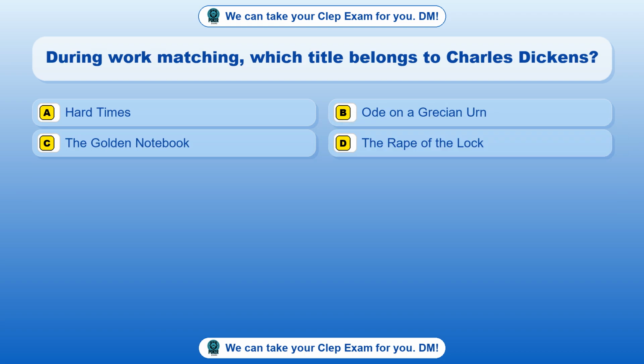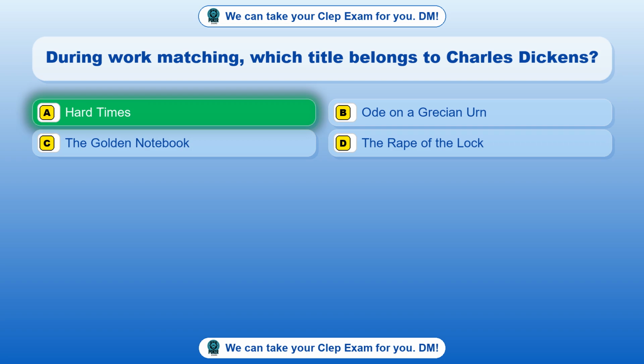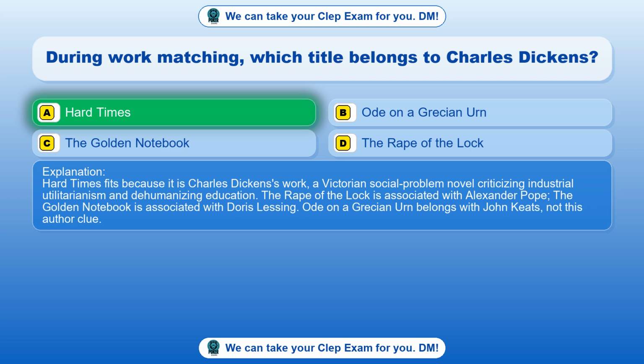Question 34. During work matching, which title belongs to Charles Dickens? Option A, Hard Times. Option B, Ode on a Grecian Urn. Option C, The Golden Notebook. Option D, The Rape of the Lock. The correct answer is option A, Hard Times. Hard Times fits because it is Charles Dickens's work, a Victorian social problem novel criticizing industrial utilitarianism and dehumanizing education. The Rape of the Lock is associated with Alexander Pope. The Golden Notebook is associated with Doris Lessing. Ode on a Grecian Urn belongs with John Keats, not this author clue.